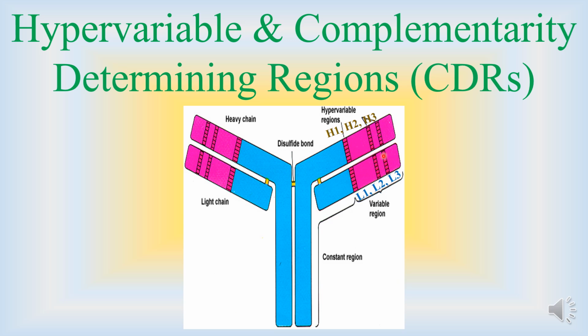There are 6 loops, and as you can see, the heavy chain has loop 1, 2 and 3, whereas the light chain has loop 1, 2 and 3. So these are the hypervariable regions, which are also known as the complementarity determining regions.